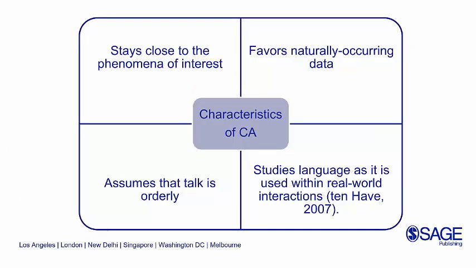Some of the key messages or characteristics of CA that are important to always keep in mind are, number one, this idea of staying really close to the phenomenon of interest by focusing on the detail of an interactional event. So you attend to the nuances of interaction, you produce a detailed transcript, and most often conversation analysts use a method referred to as Jeffersonian transcription.